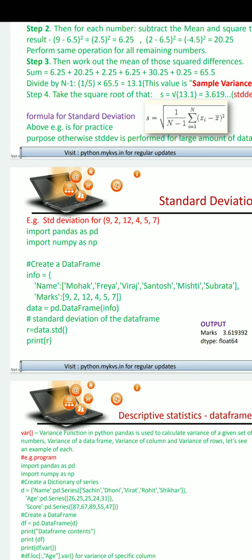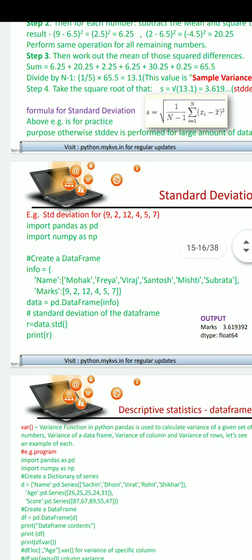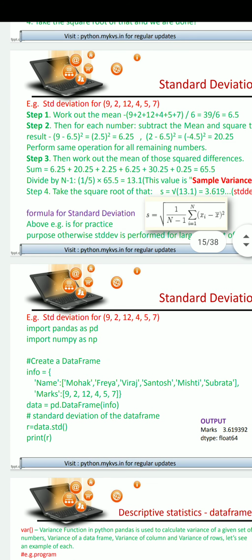Now if you want to find it with a program, that is very easy. We have different marks in a class of 6 students: 9, 2, 12, the same values. We create the data frame. Now with the help of that data frame, we call the method .std, meaning standard deviation. It finds the standard deviation of numerical values only. So it finds the standard deviation of marks, and that standard deviation is 3.619, similar to the above example. Both are the same.